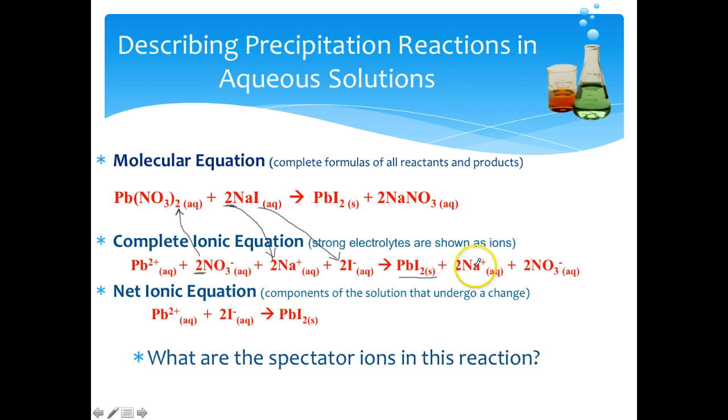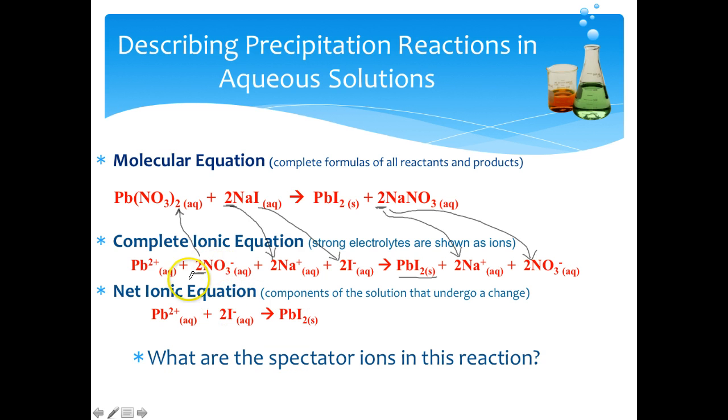However, our sodium nitrate is aqueous. So therefore we have aqueous sodium ions, and again, because we have 2 sodium nitrate molecules, we will have 2 sodium ions and we will have 2 nitrate ions. Okay? So this is the complete ionic equation. Everything is just blown up and spread out.